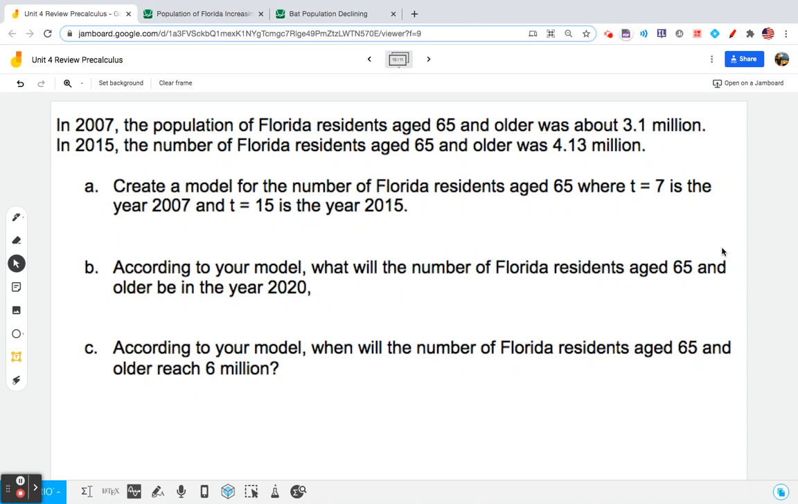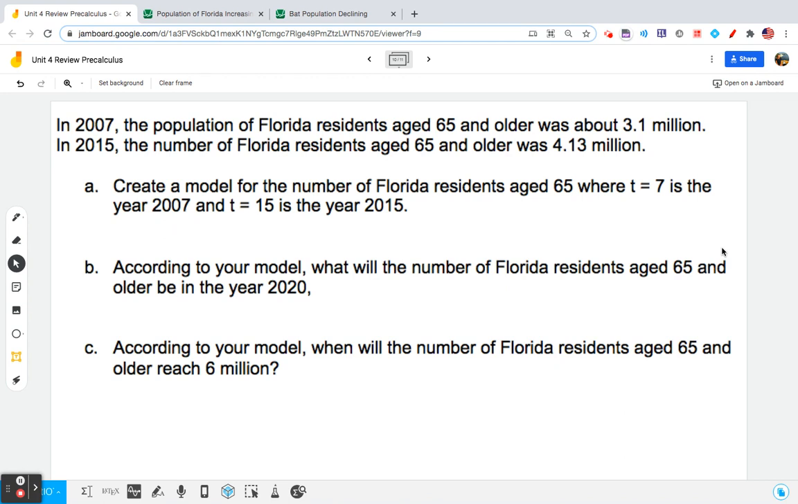In this case, the population is going to be increasing. In 2007, the population of Florida residents aged 65 and over was about 3.1 million. In 2015, the number of residents aged 65 and older was 4.13 million.